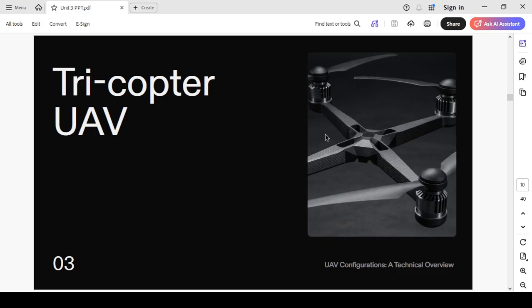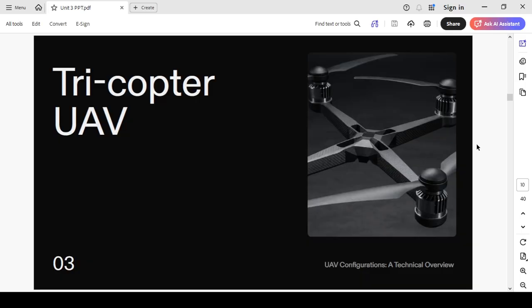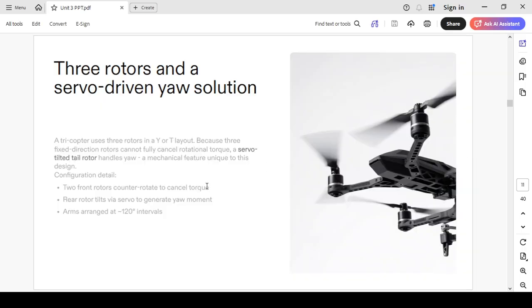Coming to the Tri-Copter, here we will be using three motors and three propellers. So this arrangement is called a Tri-Copter UAV. Two motors, one elegant control system. The three motors are servo driven. Yaw is the solution where you simply add one motor and one propeller to a Bi-Copter. Then that becomes a Tri-Copter.